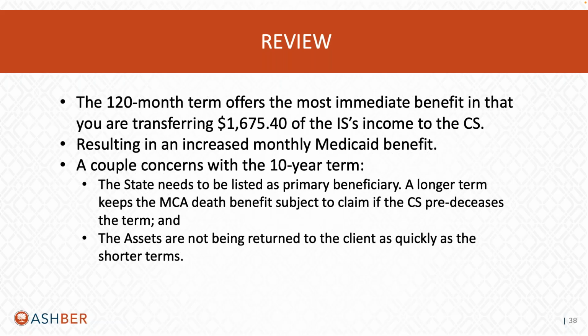But with the 10-year term, one of the concerns is that obviously with every annuity, we always have to list the state as primary beneficiary. The longer the term, the longer we keep that death benefit exposed to recovery if the community spouse predeceases the term. And then the other thing too is that the assets in the annuity are not being returned to the client as quickly as the shorter terms. So that's another thing that has to be considered.